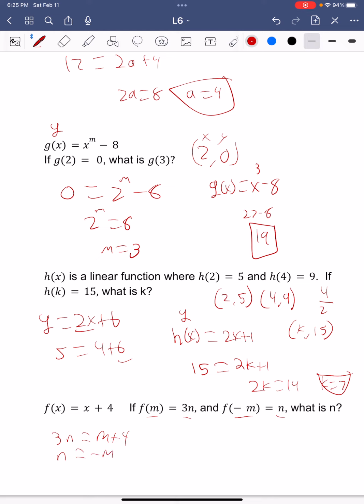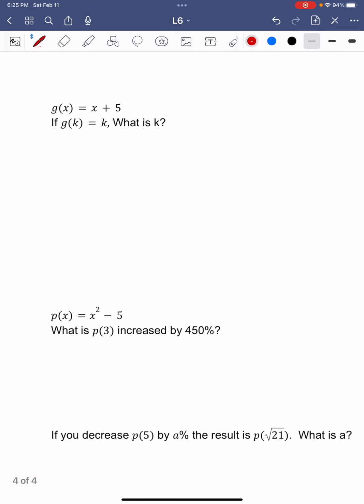That's it. So here I'm just going to put plus 0 to make it similar. I'm going to use elimination to solve for n. So if we add these two equations, cross these out, 4n equals 4, n equals 1. Done. All right, last few questions.